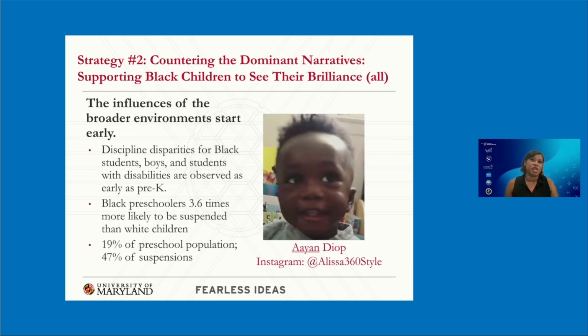Another part is countering dominant narratives, right? Supporting Black children to see their brilliance. The influence of broad environments start early. Discipline disparities for Black students, boys, and students with disabilities are observed as early as pre-K. Black preschoolers are 3.6 times more likely to be suspended than white children. They make up 19% of the school population, 47% of suspensions, right? We're suspending babies that aren't quite potty trained, or we're telling them they don't belong in our classrooms, right? That's part of why we have the problem we have.